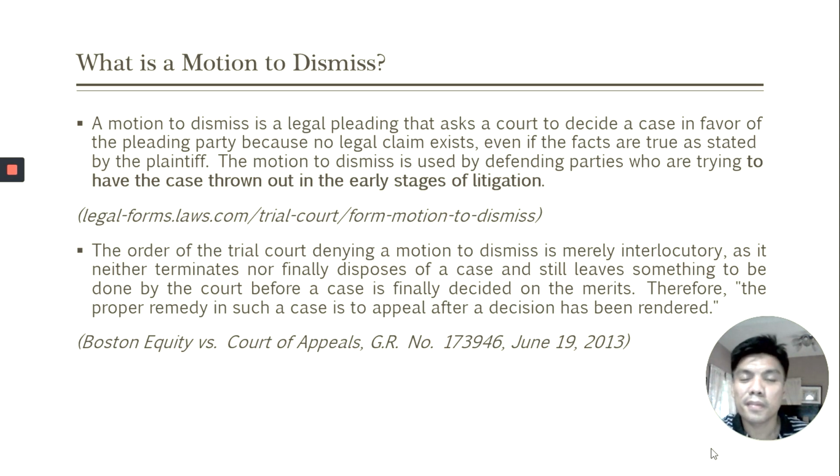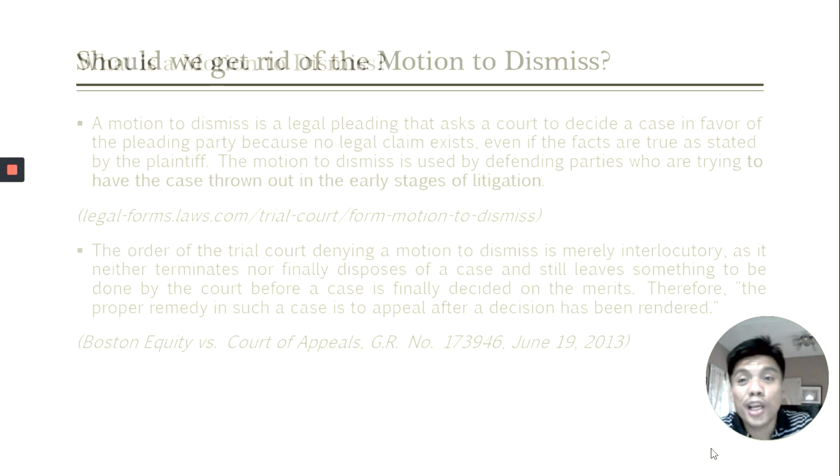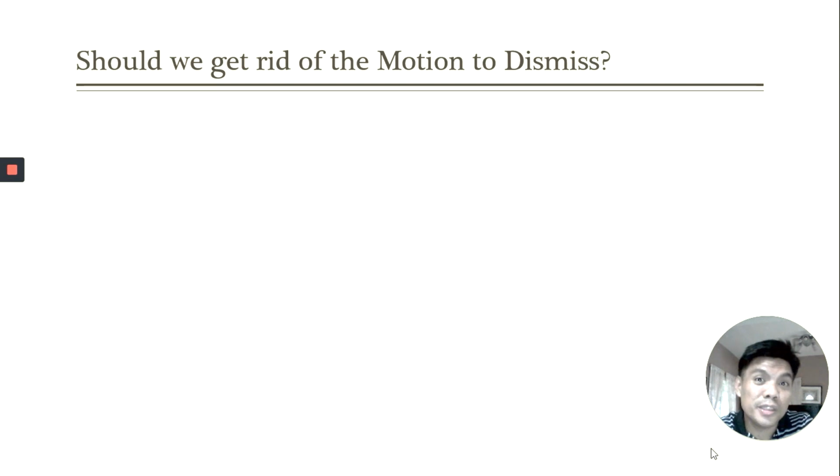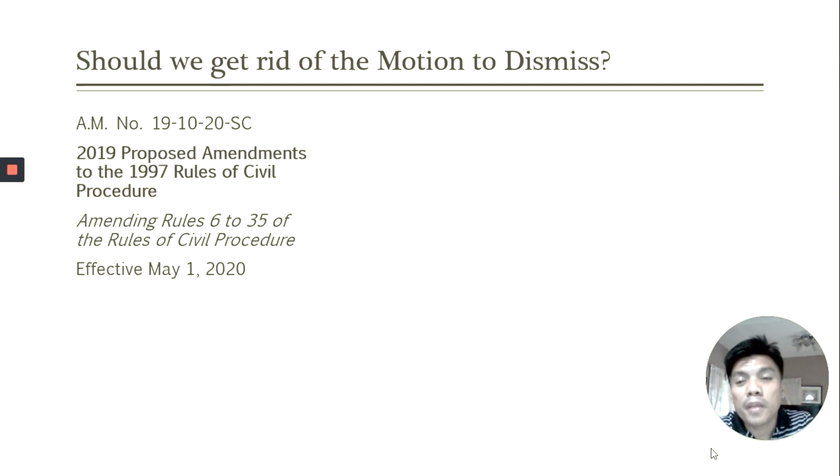So some would say, a motion to dismiss would seem to be useless because if it's denied, you can't even appeal it. And so others would remark that a motion to dismiss is a delaying tactic for the defendant to prevent or stall the conduct of the trial. So with those observations, should we get rid of the motion to dismiss? Well, we are talking about the amendments.